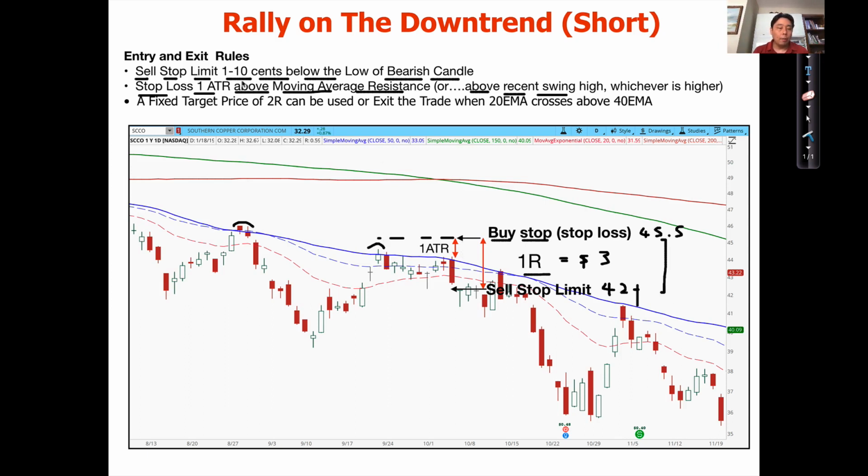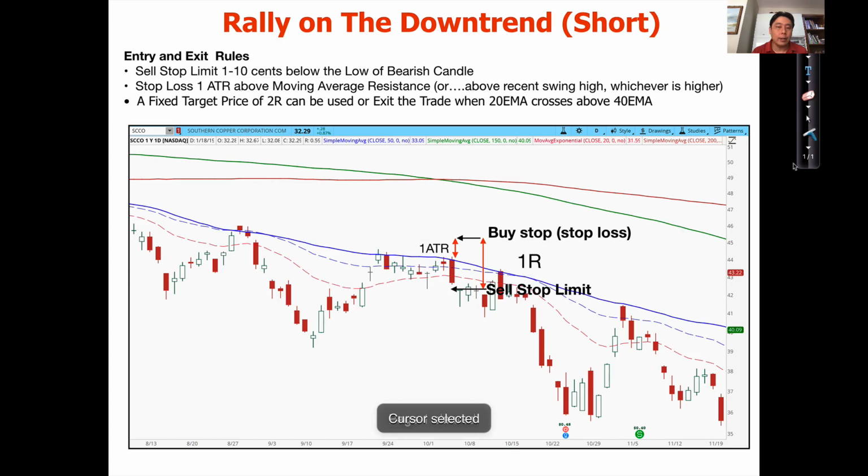So again, we could place a fixed target price of 2R. Again, I'm going to show you that on the next slide. So the target price would be somewhere over there. Or we can not place a fixed target price. We can merely stay in the trade and exit only when the 20 EMA crosses back above the 40 EMA, showing us a new uptrend. So let's take a closer look at how that works.